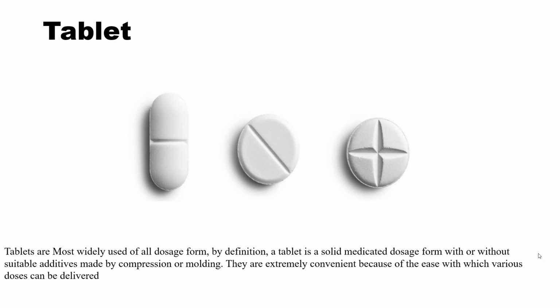Now coming to tablets, they are almost the most widely used of all dosage forms. By definition, a tablet is a solid medicated dosage form, with or without suitable additives, usually made by the pharmaceutical company by compression or molding. They are an extremely convenient dosage form because they can be delivered easily to a person in various clinical conditions.